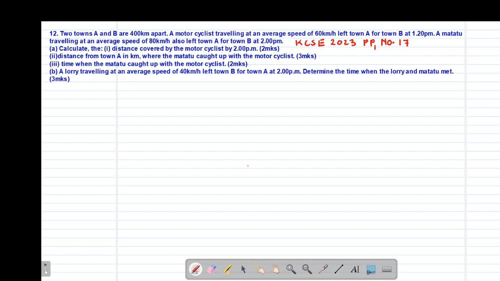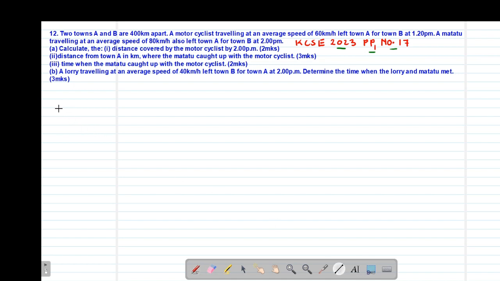Welcome to today's class. It's our 9th and last lesson on a given form 2 mathematics topic called linear motion. So we are looking at our example number 12, which is also a past KCSE question done in 2023, paper 1 question number 17. So the question reads that two towns A and B are 400 kilometers apart.